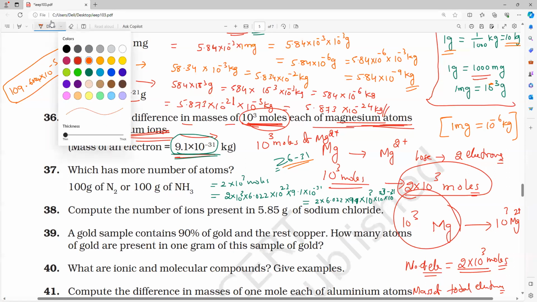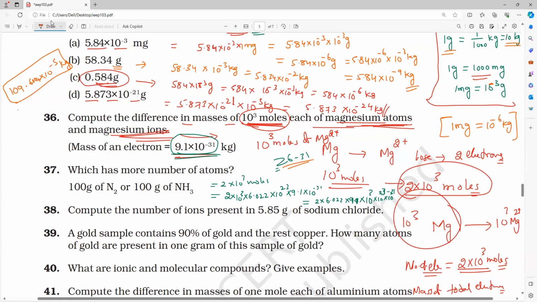Now I want to make it into grams. So how to make it? 109.6004 into 10 power minus 5. 1 kilogram equals how many grams? 10 power 3 grams. So the answer is 109.6004 into 10 power minus 2 grams. 10 power minus 2 means the decimal will move this side, so it will become 1.096 grams.